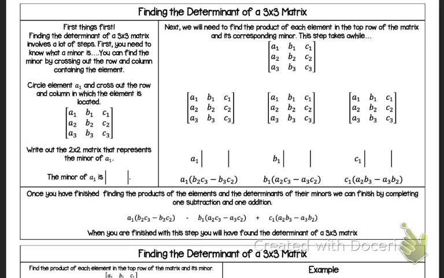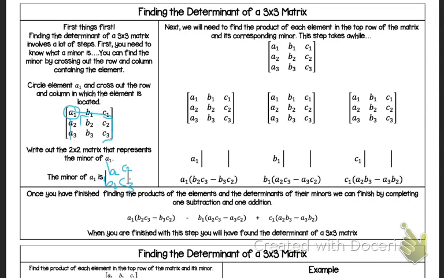So if they do A1, then we are looking at that element, so we cross out the row that it's in and we cross out the column that it's in. Okay, so this right here, what's left, that's called the minor. Okay, so then it says write out the 2 by 2 matrix that represents the minor of A1. So it would just be B2, B3, C2, C3. So that would be the minor of A1.